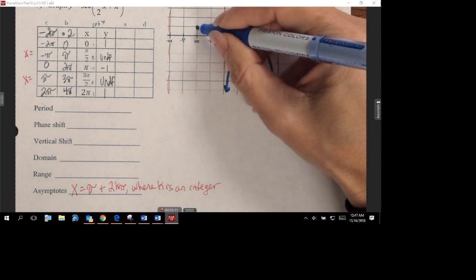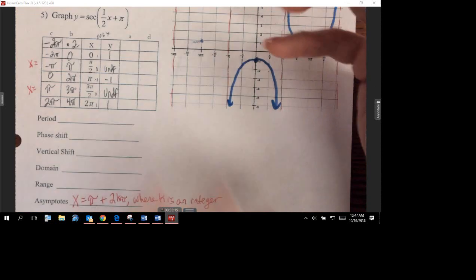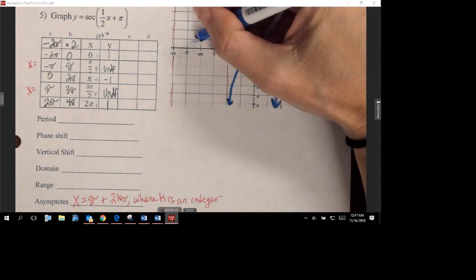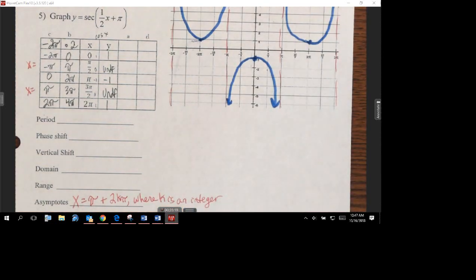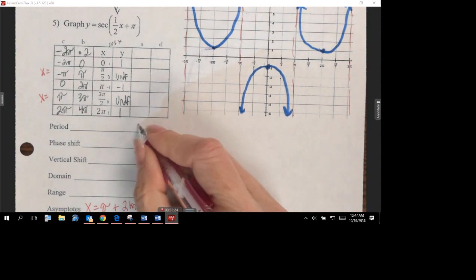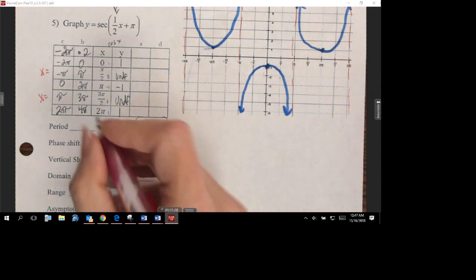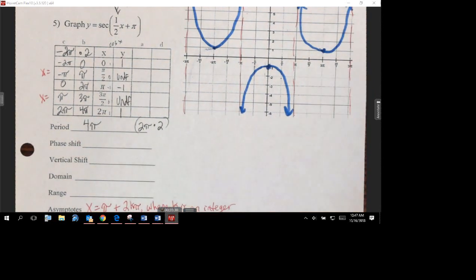This seems wider than the other one. Because we had a horizontal stretch, that makes our period not 2 pi anymore. Yep. So whatever you did for your horizontal stretch, you do to the period as well. Now the period is 4 pi.